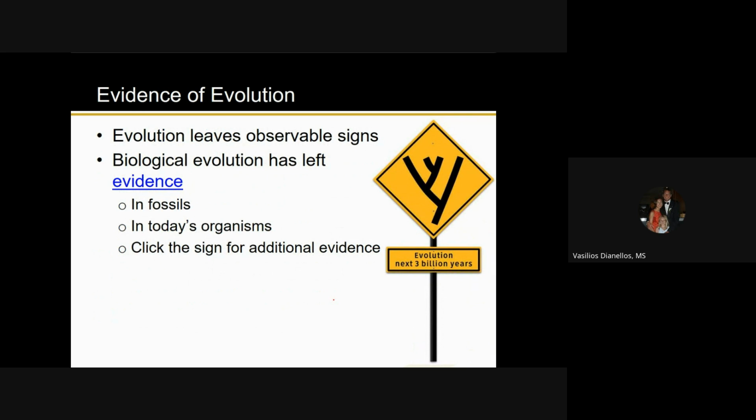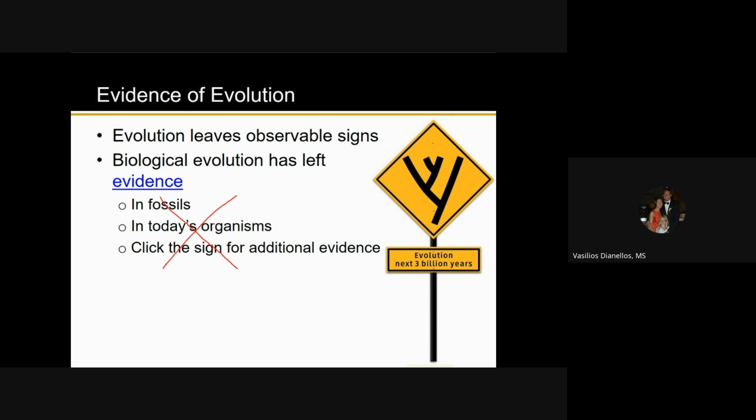But evidence of evolution. Evolution leaves observable signs. Speaking of signs, if I remember correctly, if you download this PowerPoint, you can click that sign. That's a link, and you can watch a little something about the evidence of evolution. Likewise here, you can click that link. It's a different video. You can watch videos about the evidence of evolution. Anyway, no need to write this down if you're a note taker, because we're going to talk about all three of these things separately. And I'm also not going to ask you, like, biological evolution has left evidence in what three things, right? So that won't be a test question. But if it was, the answers would be fossils, in today's organisms.